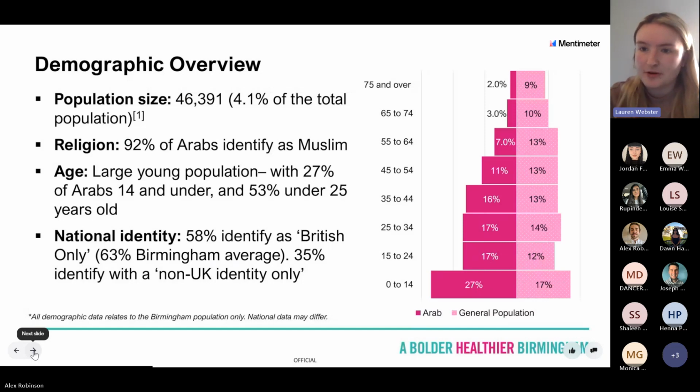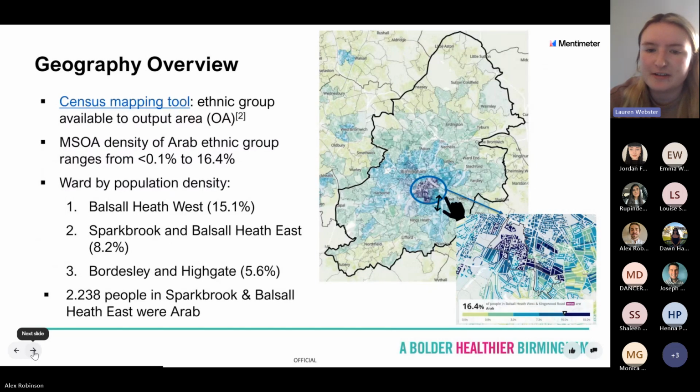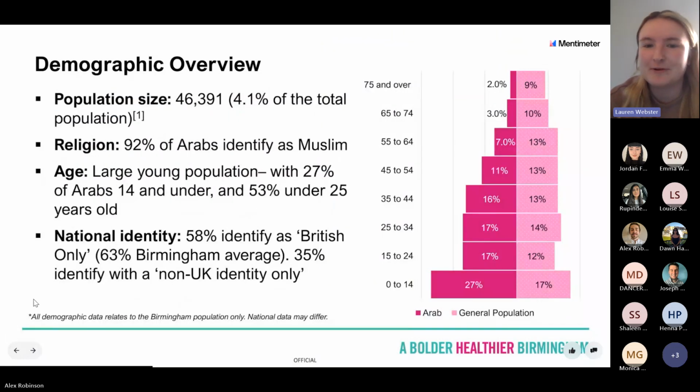So this is just a demographic overview of the Arab community within Birmingham. The population size is 46,391, which makes up 4.1% of the total population. The population within England and Wales is 637,217, apologies, which makes up 1.1% of the total population.